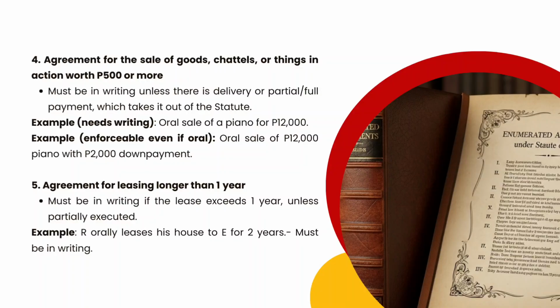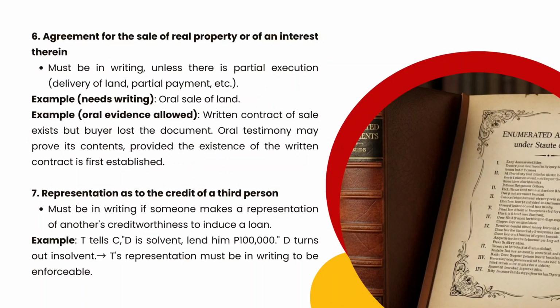If S denies a contract of sale of goods worth 500, but B claims the price is only 450, which is less than 500, oral evidence of the sale is admissible inasmuch as the true agreement claimed is not covered by the statute. 6. Agreement for the sale of real property or of an interest therein.